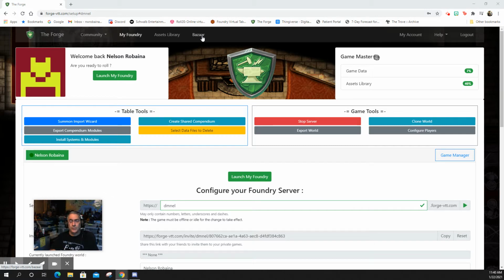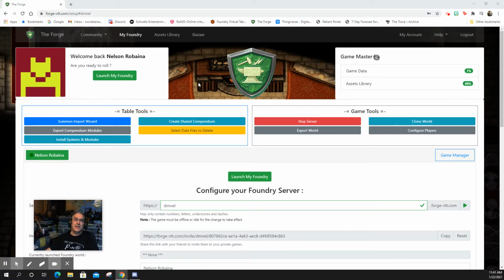Modules for Foundry are ways of adding features to the virtual tabletop that don't come inherent with it. Now, Foundry is a pretty good, complete virtual tabletop in and of itself, but in order to add more bells and whistles, you can download these modules, and I'll show you some examples of modules that I downloaded to enhance my game in a little bit.